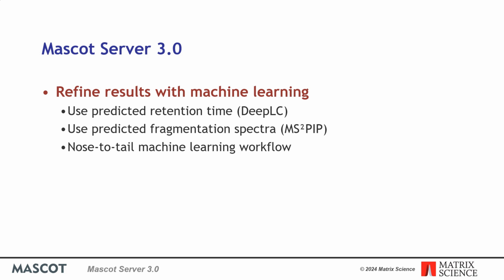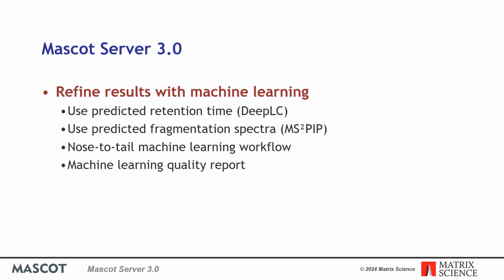The machine learning workflow has been simplified. Select DeepLC and MS²PIP models directly in the Mascot search form, and they are passed through all the way to exporting the results. Mascot Server 3.0 includes a brand new machine learning quality report. This helps answer questions like, did machine learning improve my results? And if so, how much?